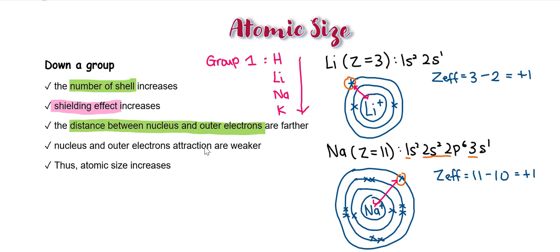And then that makes the attraction of the nucleus and the outer electron weaker. So makin banyak shell, makin banyaklah shielding effect, makin jauhlah jarak antara nucleus dan the outer electron, and it will make the attraction weaker. Thus, the atomic size increases. So down the group, our atomic size semakin besar.